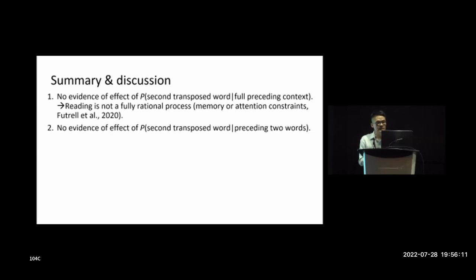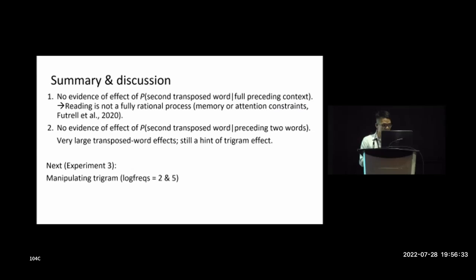In experiment 2, we operationalized prior probability as frequency of co-occurrence of 3 words surrounding the transposed words, but again, we failed to find evidence of this effect. However, the absolute error rate in both conditions was really high, and when compared across conditions, across experiments, we still saw a hint of trigram frequency effect. We therefore need to run a third experiment where the mean log trigram frequency of the high and low conditions can approximately lie around 2 and around 5 to avoid a ceiling effect.